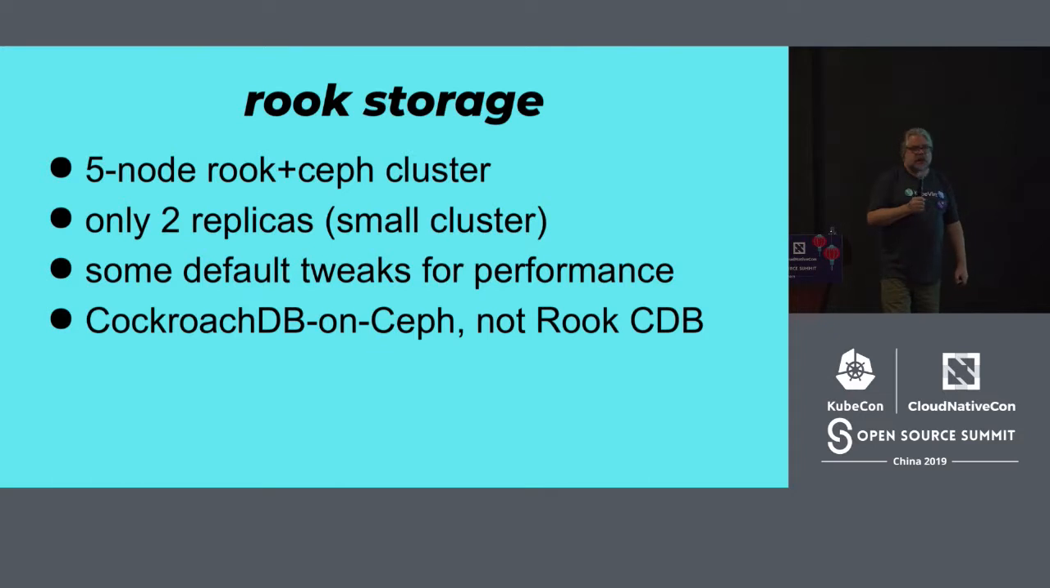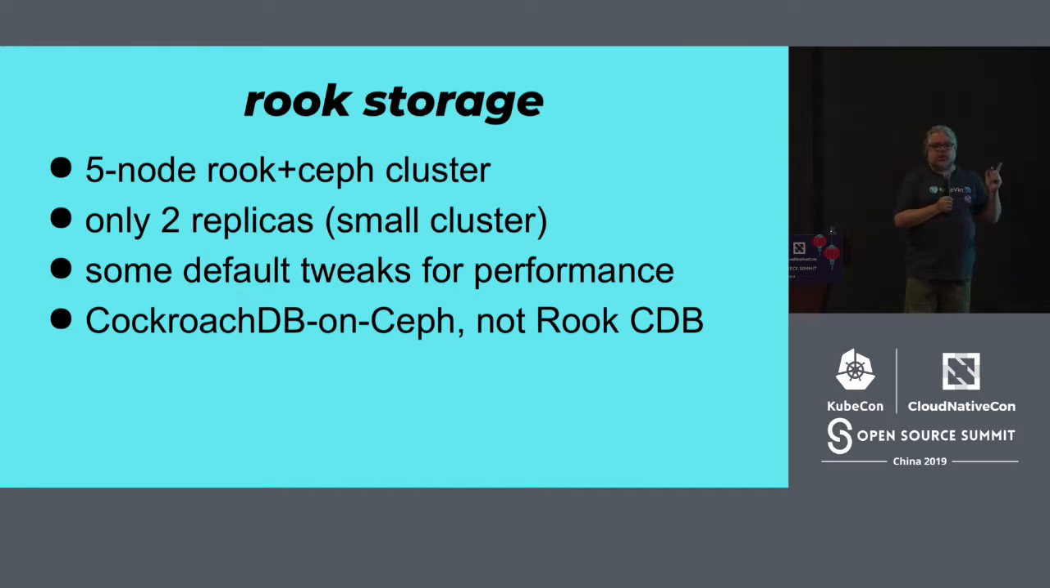So, next storage configuration, right? This is what I really cared about comparing, because this is what I'm looking at evaluating here. So we've got Rook storage and a 5-node Rook plus Ceph cluster, only 2 replicas per data block. Because it was such a small cluster, I didn't want to do the standard 3x replication because we're only talking about 5 Rook nodes. Some default tweaks off of the Rook documentation for performance.